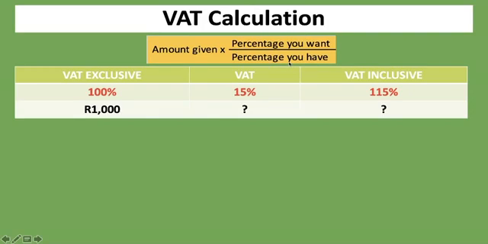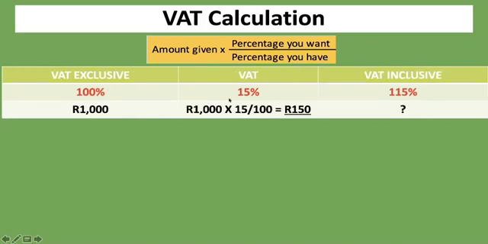What percentage do we have? Well, we are given the amount for VAT exclusive, which is already 100%. So here's how it's going to be. It's going to be 1,000 Rand times 15%, because that's the one that we want to calculate. We want to calculate VAT, and you divide that by 100%, which is the amount for VAT exclusive of 1,000 Rand that we are given, and we get a VAT amount of 150 Rand. I hope the formula is starting to make sense.